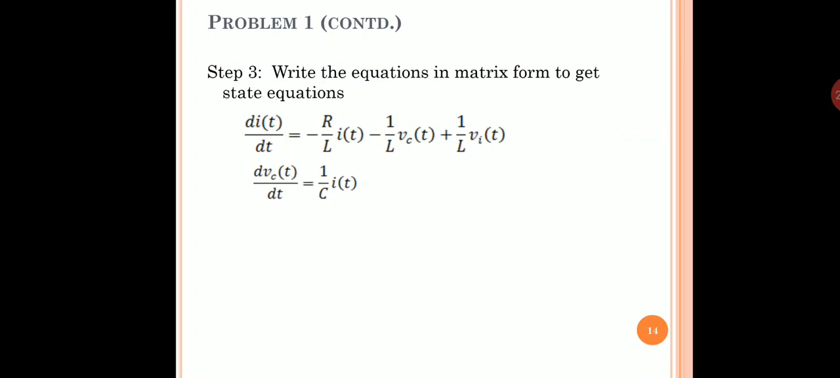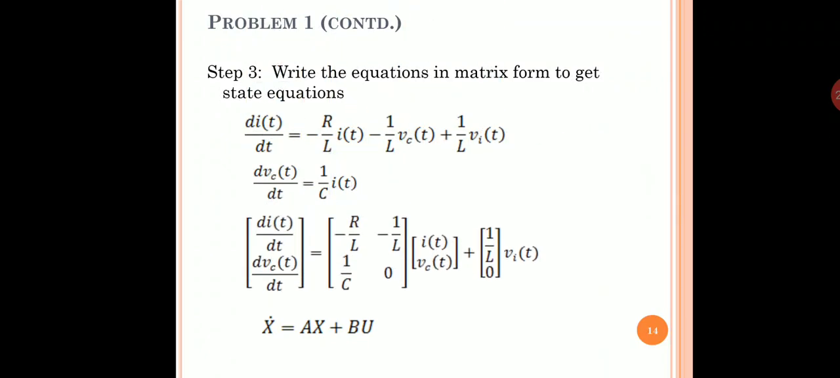Now write these two equations together in matrix form, so that it is in terms of x dot equal to Ax plus Bu. On the LHS you already have the x dot terms, and on the RHS you should write the coefficients. So you know what x dot is, you know what x is. Now what is A? A is nothing but the coefficient matrix. So here you can see how you can write this matrix.